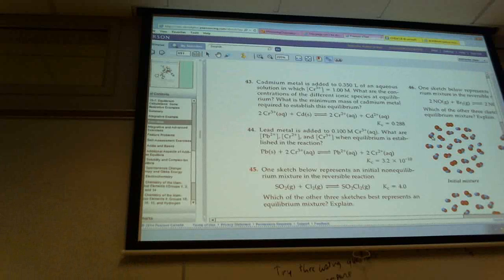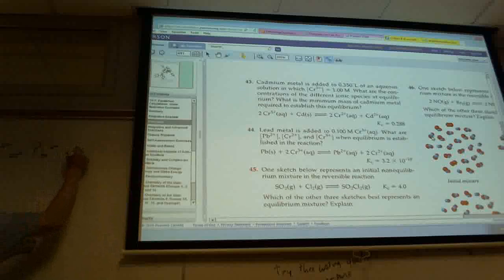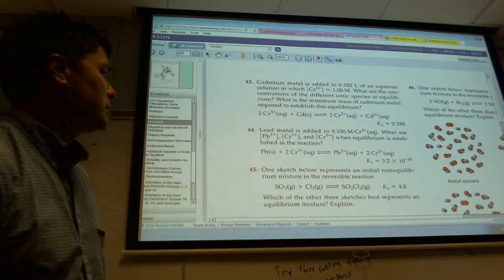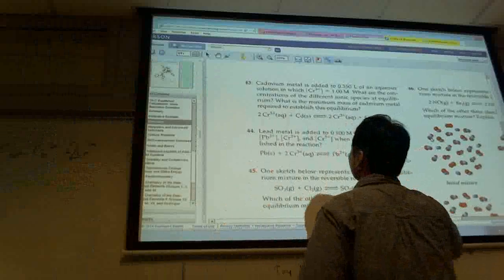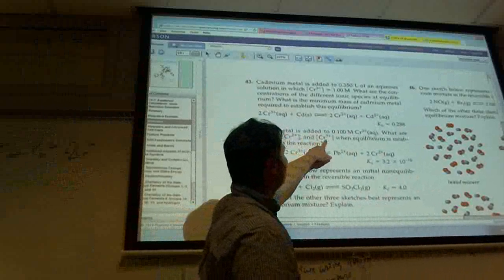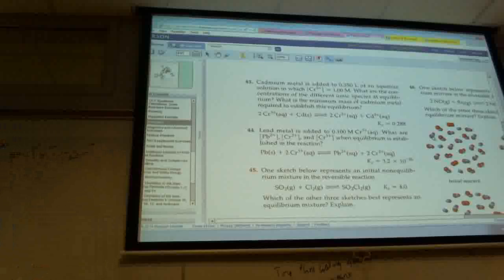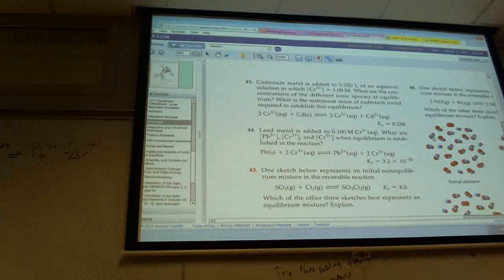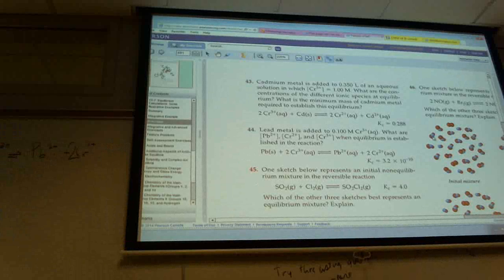So we're taking some lead metal and chromium 3 plus. And this should produce some lead 2 plus and chromium 2 plus. So we'll need 2 chromiums here and 2 chromiums here. Kc is 3.2 times 10 to the minus 10. It said lead metal is added to 0.100 molar chromium 3 plus aqueous. What are the lead 2, chromium 2, chromium 3 concentrations when equilibrium is established in this reaction?